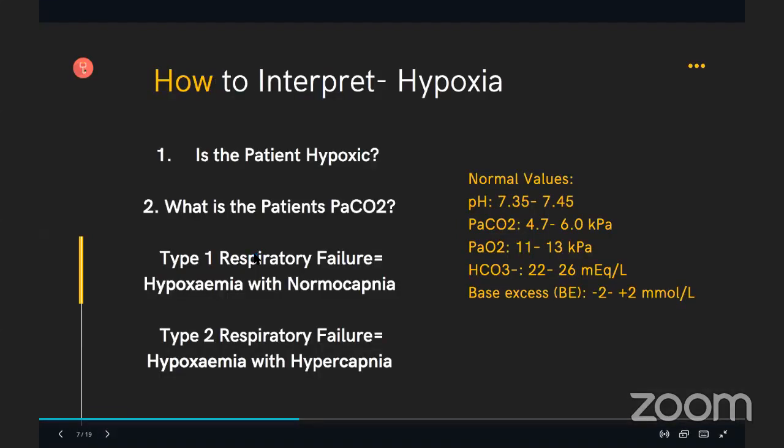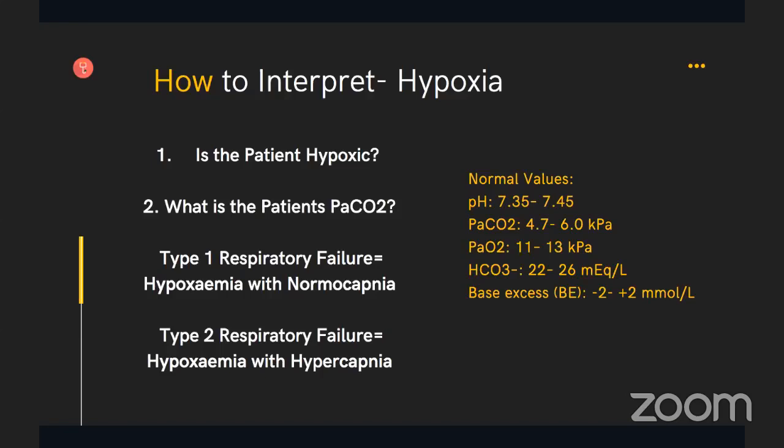So we've looked at the PaO2 and we know if the patient is hypoxic or not, based on whether they're on room air or whether they have an oxygen device in situ. We're then going to look at their PaCO2. So if the patient has a low PaO2, you know, they're hypoxic, you then have to look at their PaCO2, and that'll decide if they're in type 1 respiratory failure or type 2 respiratory failure. Type 1 has low oxygen with normal CO2. Type 2 has low oxygen with high CO2.